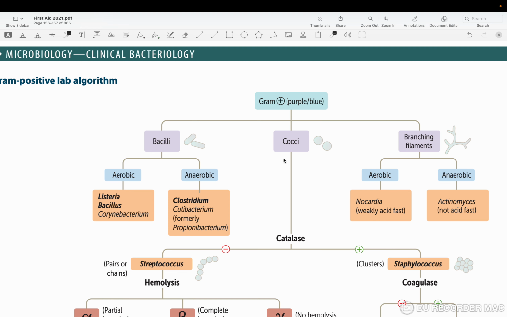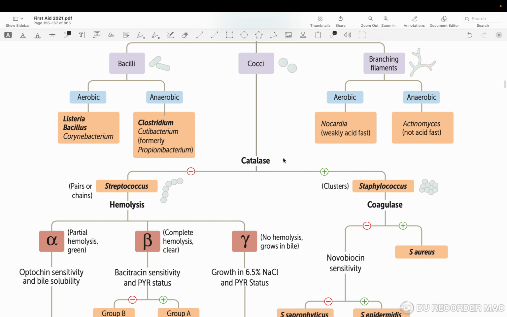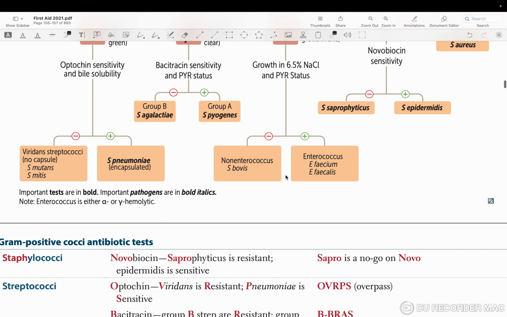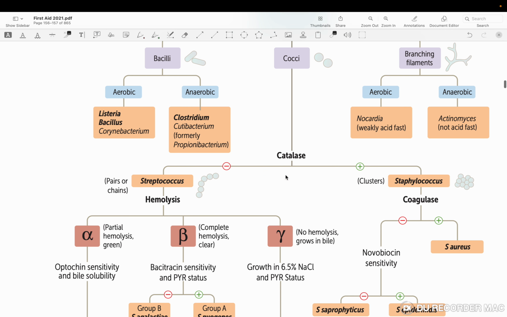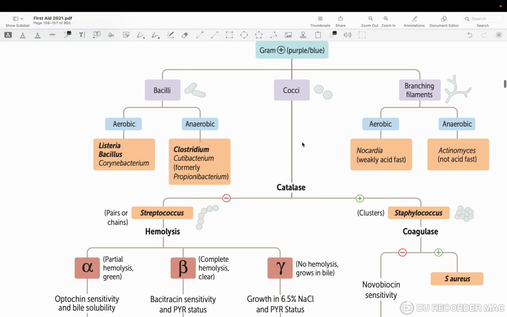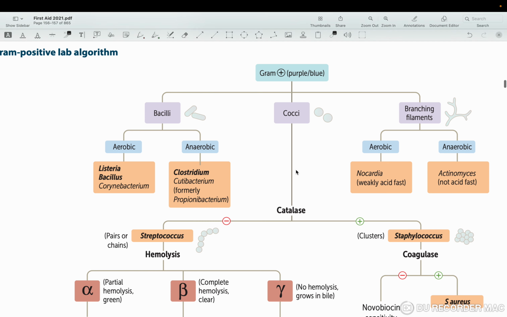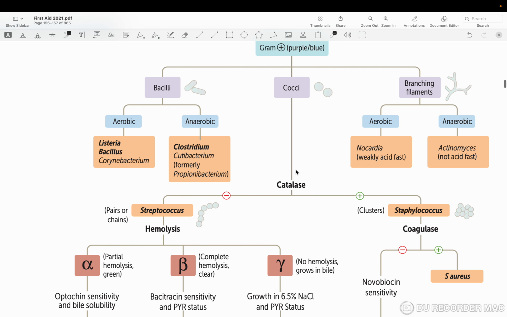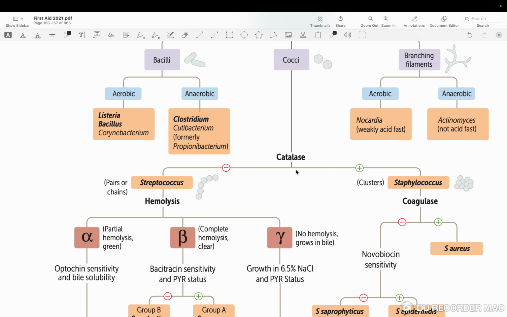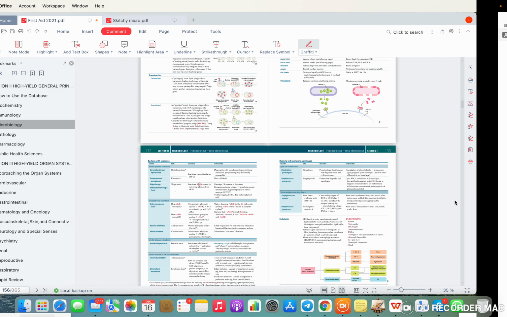So cocci are the most important group. Why? Because it's really big. That's why I want to finish with it as fast as possible. First of all, according to the catalase activity, you today did Staphylococcus aureus. Did you see a cat in that video, Staphylococcus aureus? Did you see any cats?